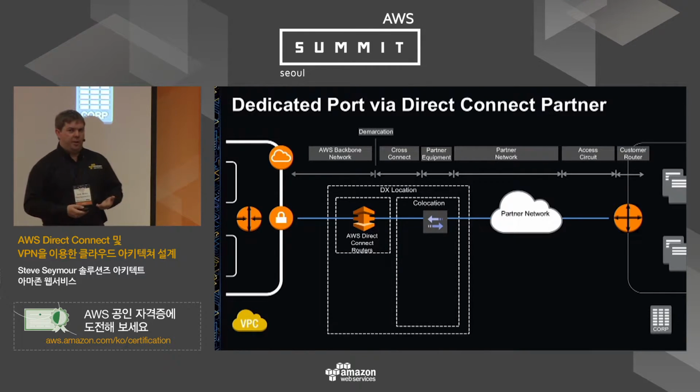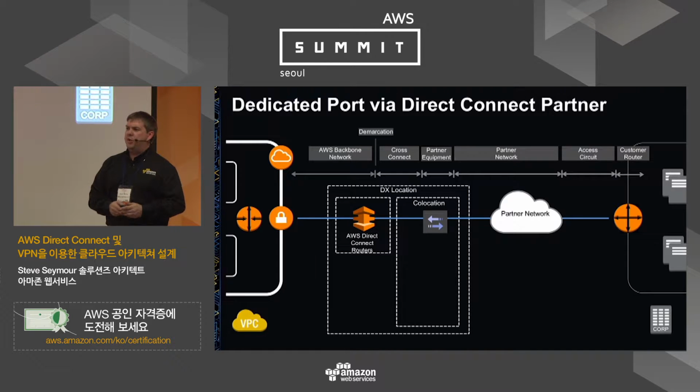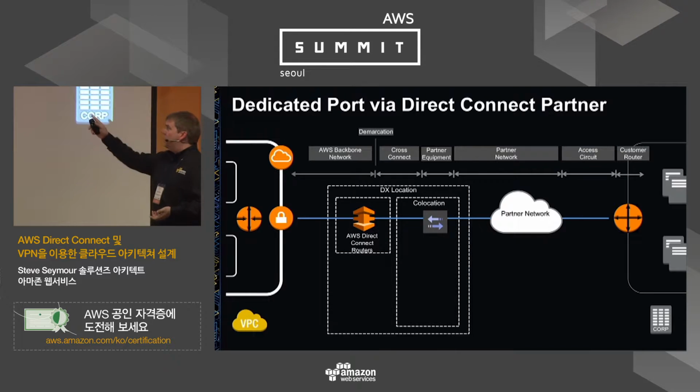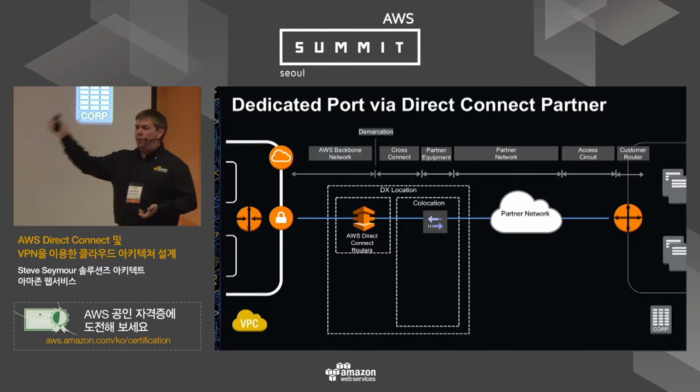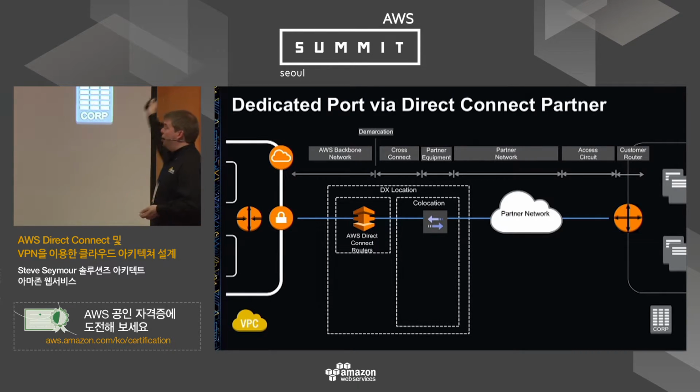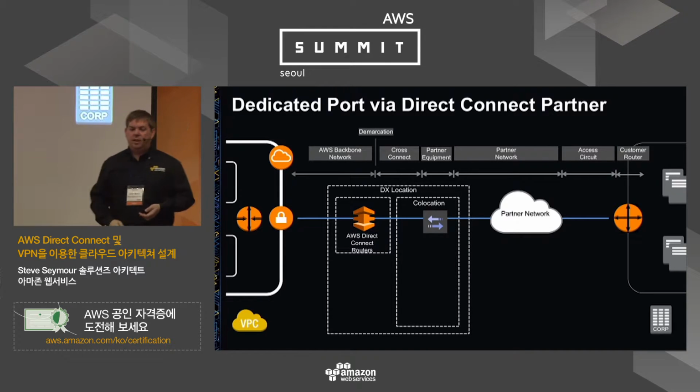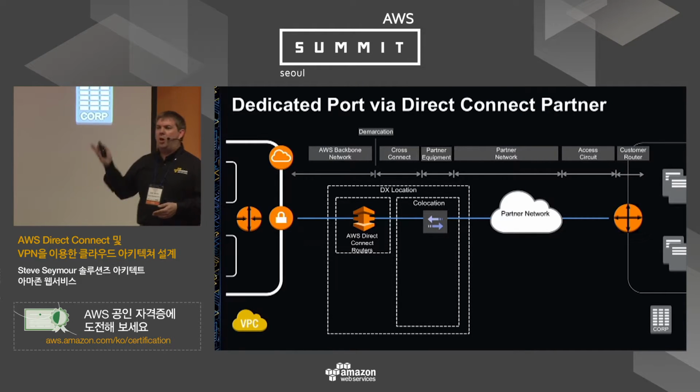If you're using a partner, though, you may not have your own equipment in the Direct Connect location. That may be a partner's equipment, and in which case the partner is now responsible for that network from the Direct Connect location through to wherever they connect into your data centers. So it's a very similar setup. It's just the partner's equipment in the data center.